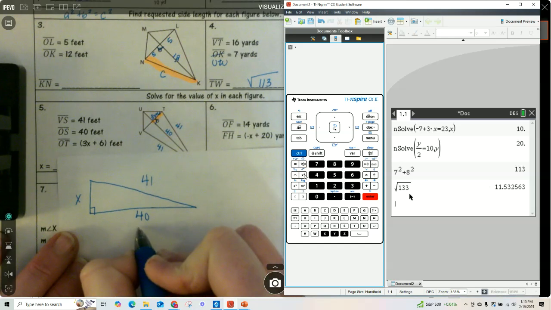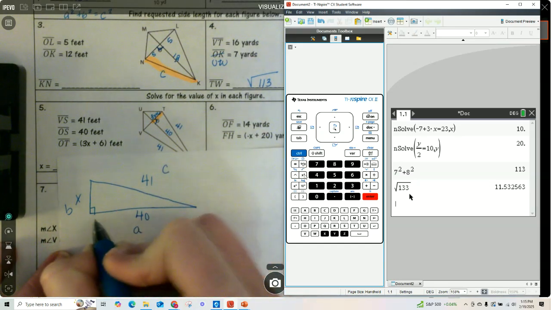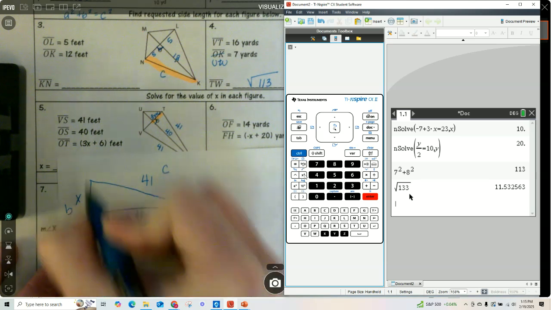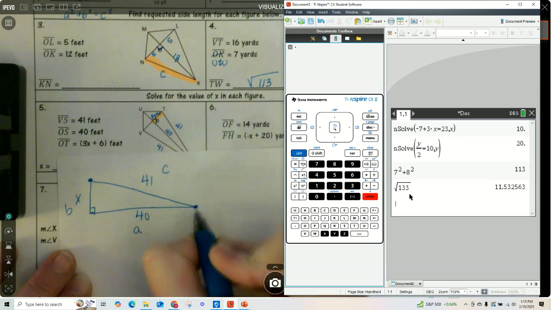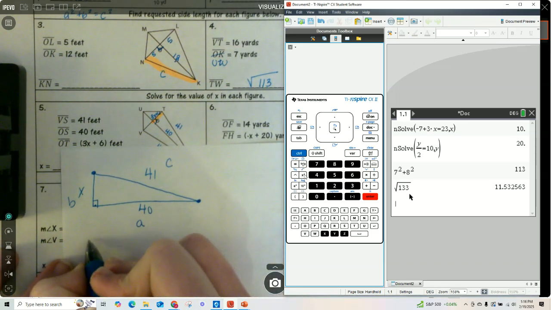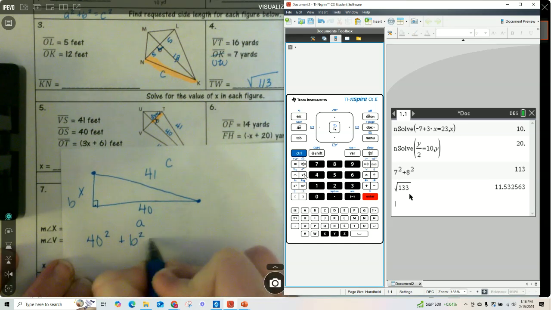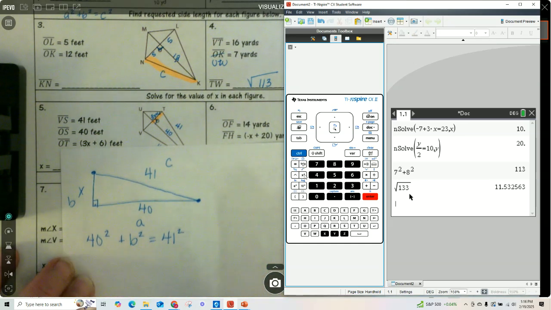Okay? Which means this is an A, this is a B, this is a C. So remember, wherever the right angle is, put a dot in the other two corners. The length between those two corners is always the C. So I can do Pythagorean on this. So A squared plus B squared equals C squared.